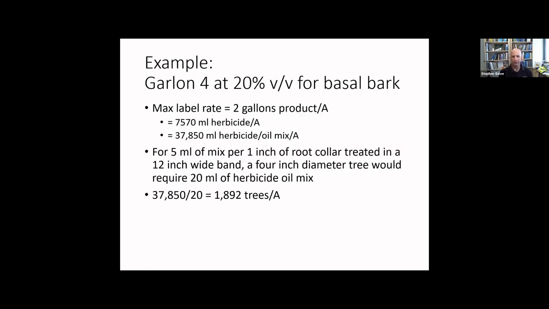All right, so let me just give you some math here. At 2 gallons of product per acre, that gives you that much herbicide, and at 20% volume to volume, you've got 37,850 mils of herbicide oil mix. If you are putting out 5 mils of that herbicide oil mix per inch of root collar diameter, treated in a 12-inch wide band, a 4-inch diameter tree is going to require 20 mils of that Garlon 4 oil mix. Divide that whole volume by 20 and you'll get about 1,892 trees per acre that you could treat that way at 4 inches diameter.